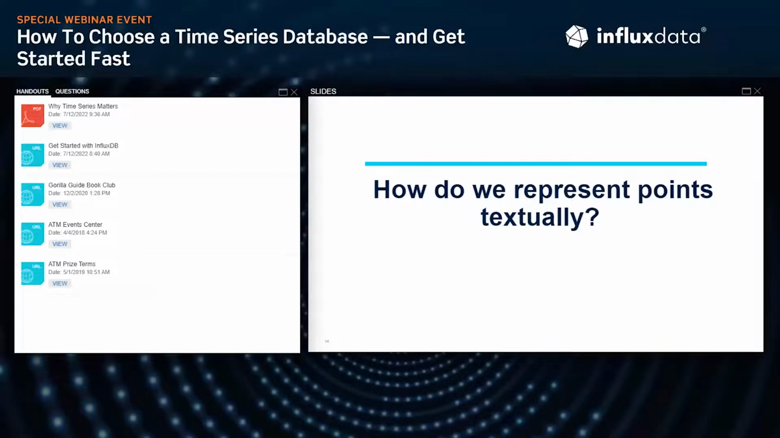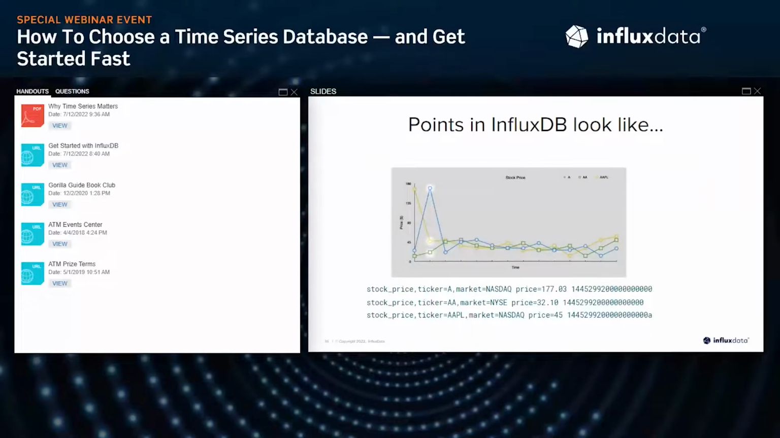So now, how do we represent these as an actual text format? With InfluxDB, it's called line protocol. If we map these out, you can see here's the measurement name, stock price. That is the measurement, which is shown on the label of the graph. You then have your tickers, which are your tag in this case. You have the stock price names as tags, and you have the market as another tag. So you have NASDAQ, New York Stock Exchange.